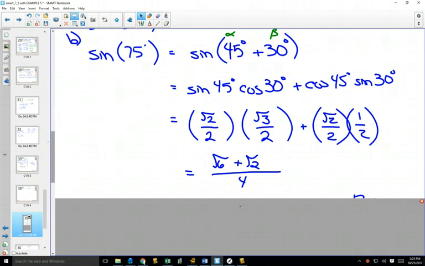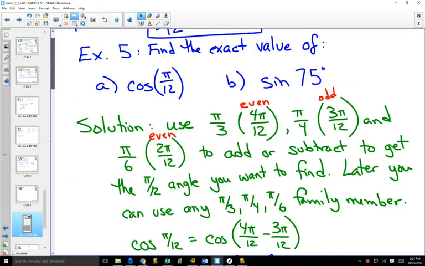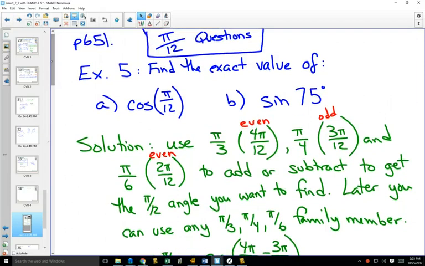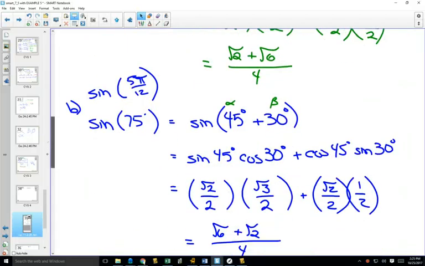So the next one, the first ones we did was 75 degrees. It was really easy to see 45 plus 30. And the very first one we did with pi over 12, if you thought about pi over 3, pi over 4, and pi over 6, it was pretty easy for us to see 4 pi over 12 minus 3 pi over 12 would make 1 pi over 12. But now we're going to go into some that are a little bit bigger in numbers.